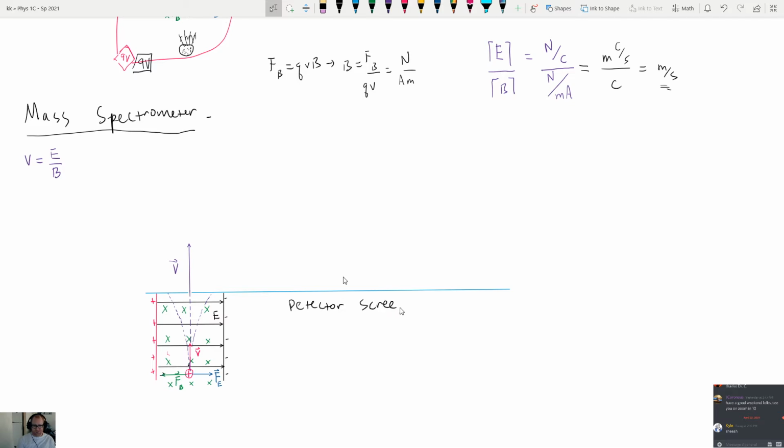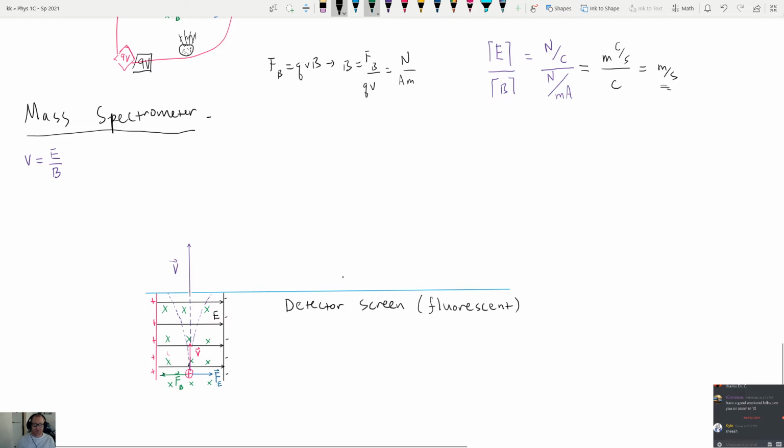The screen itself is usually in some way fluorescent, or it has some way of indicating when something hits it. Something indicates when an object hits this screen right here.